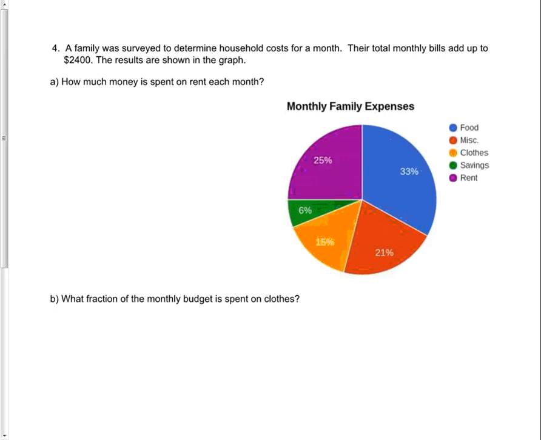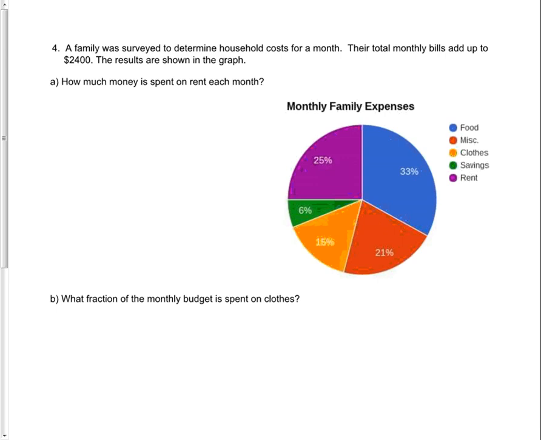We're going to keep looking at interpreting information, or finding information, from charts. In question 4 here, it says a family was surveyed to figure out the household costs for 1 month. Their total monthly bills add up to $2,400, and the results are shown in the pie chart just to the right. Part A says how much money is spent on rent each month.